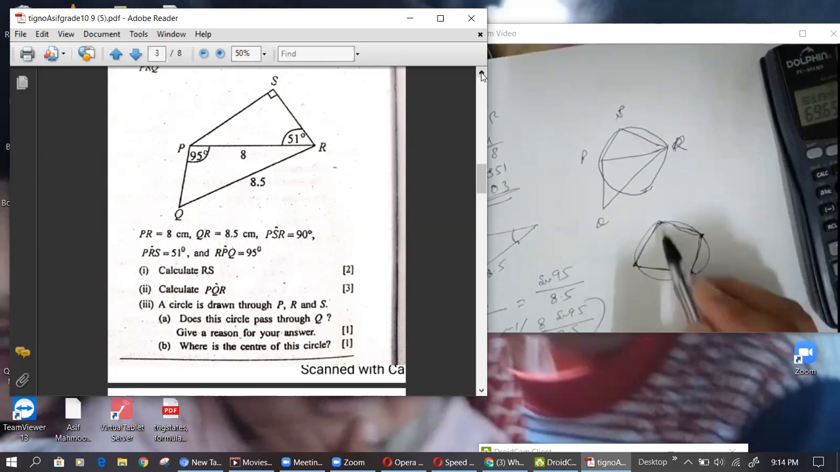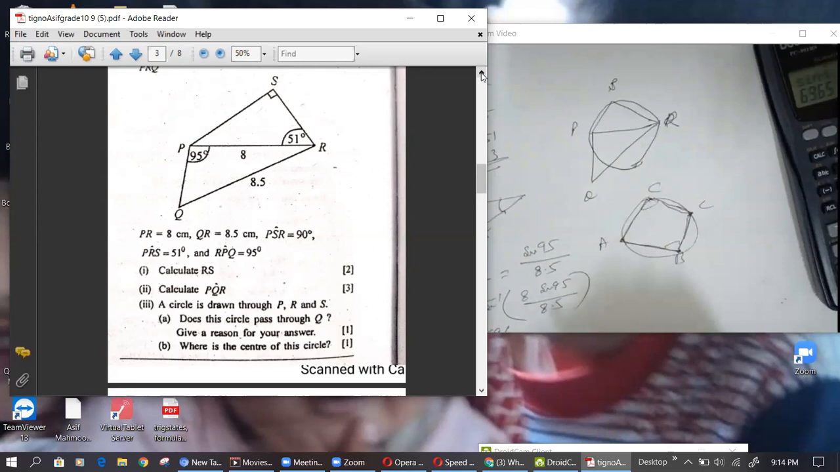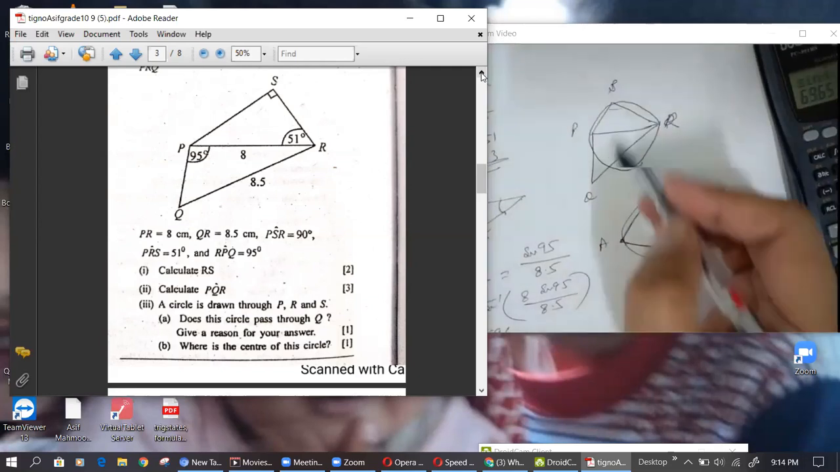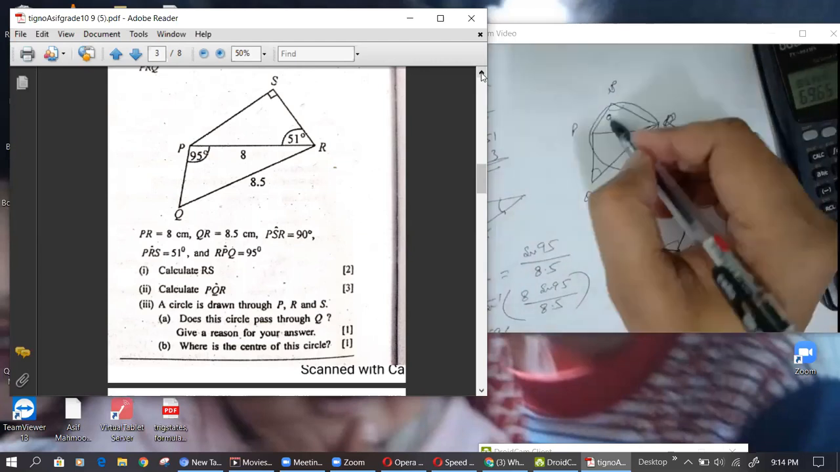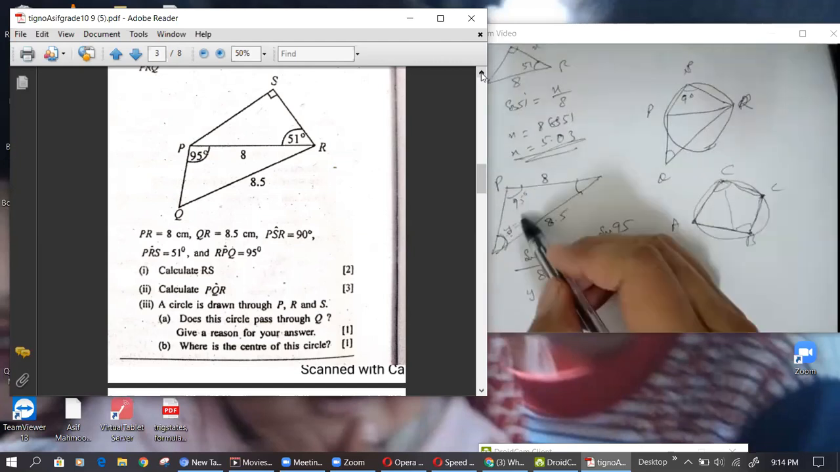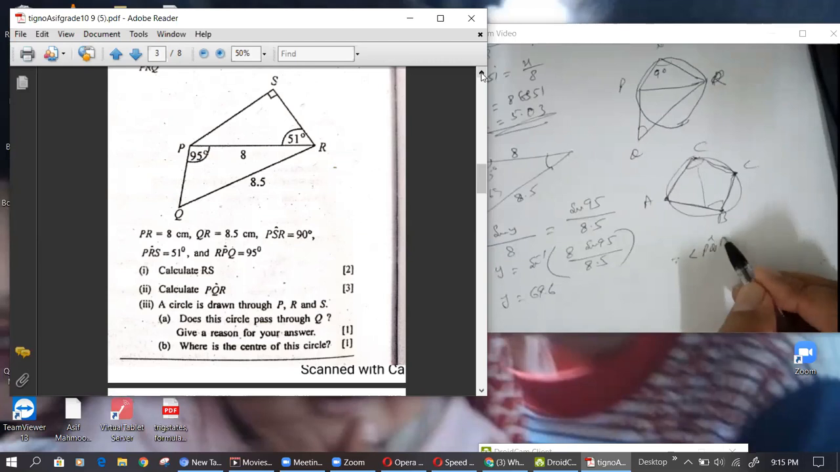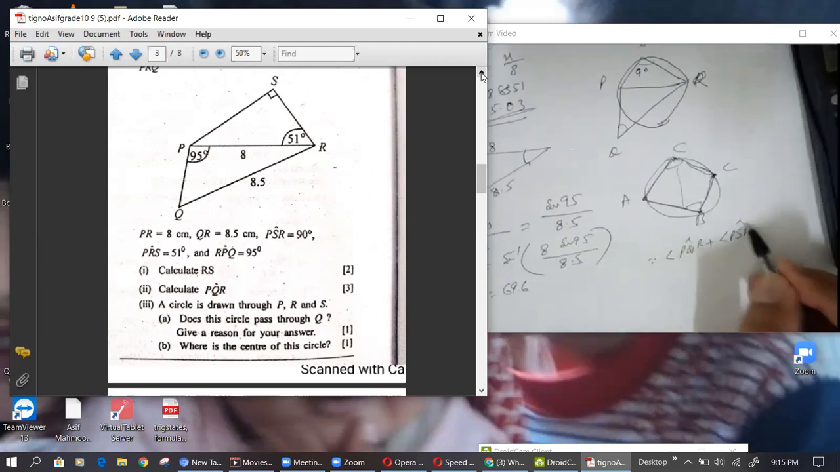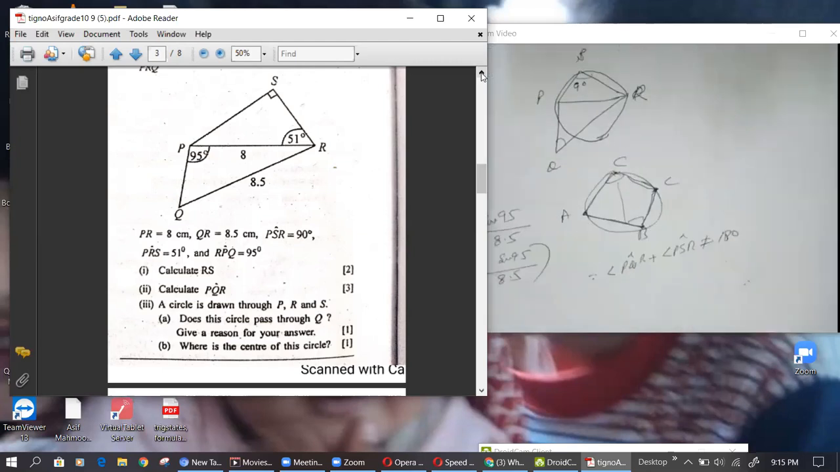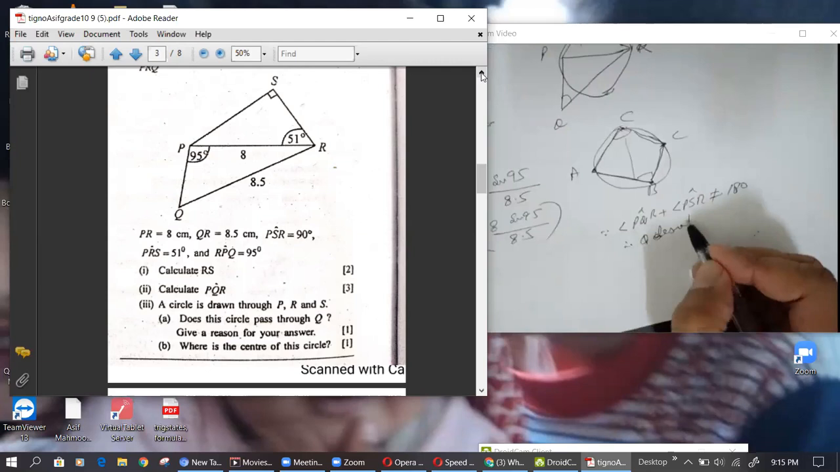So what is the condition? You remember one condition I told you? Opposite angles sum to 180. This is 90, so it should be 90, but we just calculated it as 69. So you will write in the exam: since angle PQR plus angle PSR is not equal to 180 degrees, therefore Q does not lie on the circle.